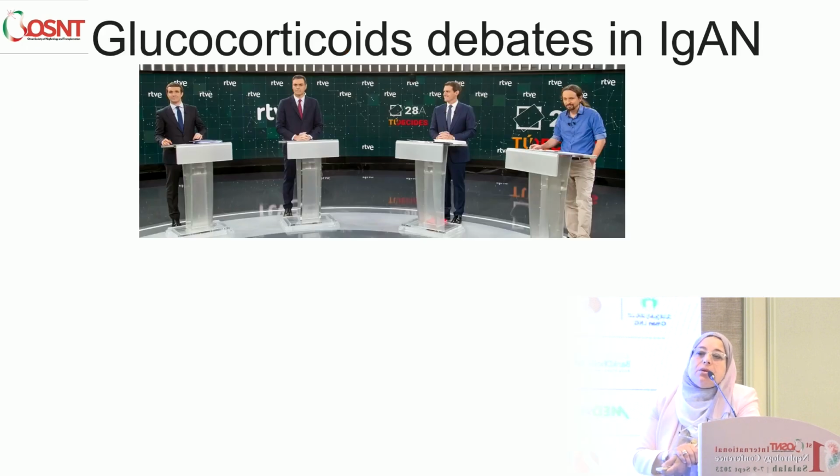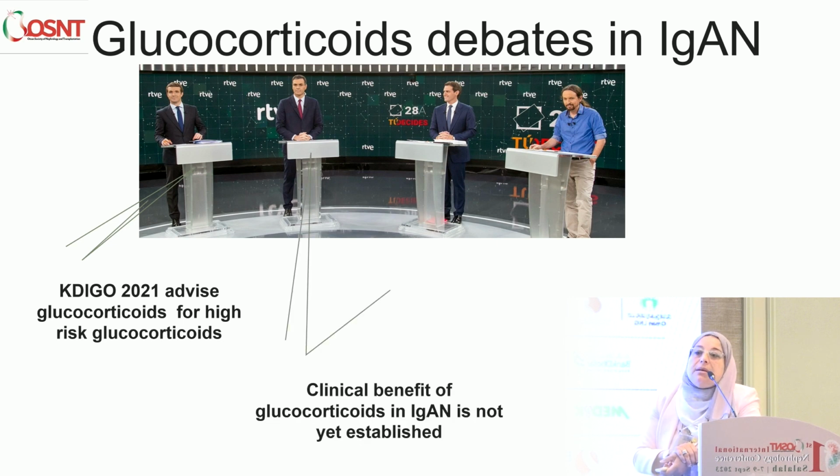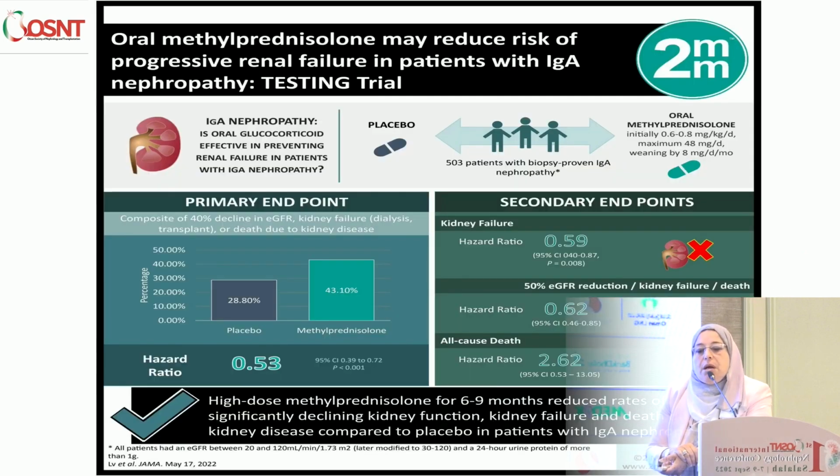We have a debate about glucocorticoid in IgA nephropathy. KDIGO supports the use of glucocorticoid in high-risk patients, and still, till now, the clinical benefit of glucocorticoid in IgA nephropathy is not yet established. We need to use it with great caution if the GFR is below 30, if the patient is obese, if he has diabetes, or if he has osteoporosis. So we need to take care of this, and we ask ourselves, what is the alternative?